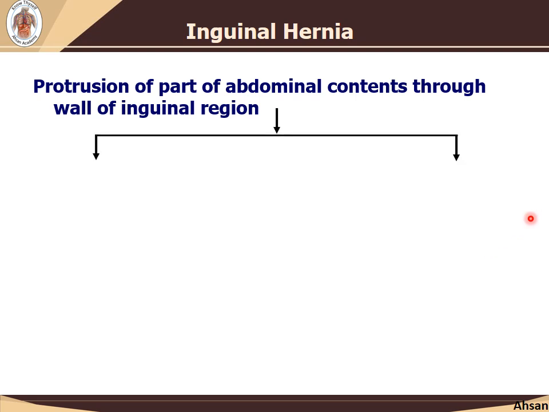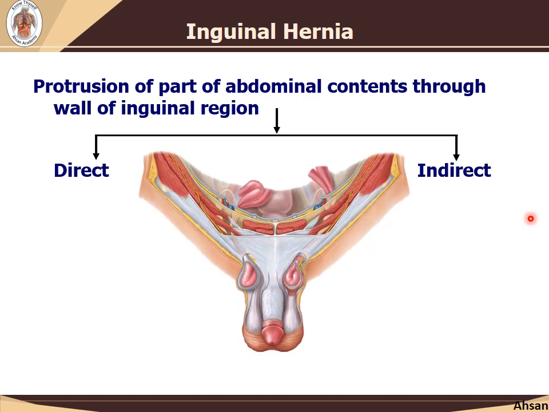This protrusion can be of two types, direct and indirect. We have already discussed that it can enter the deep inguinal ring and pass to the scrotum through the superficial inguinal ring, or it can push through the posterior wall of the inguinal canal, enter the canal, and then pass through the superficial inguinal ring to the scrotum. So both pass through the superficial ring, but the indirect one passes through the deep inguinal ring, and the direct one pushes through the posterior wall directly.